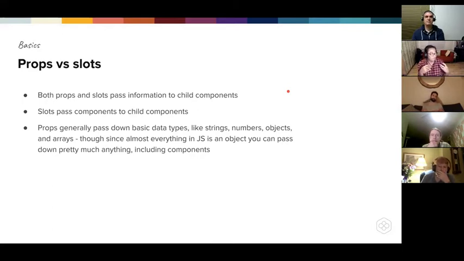They're both ways to pass something from a parent to a child. Slots specifically are for passing components from the parent component to the child component. Props generally pass down basic data types like strings, numbers, objects, arrays. Although technically, since almost everything in JavaScript other than numbers, booleans and strings are objects, you can pass pretty much anything you want, including components, as a prop.